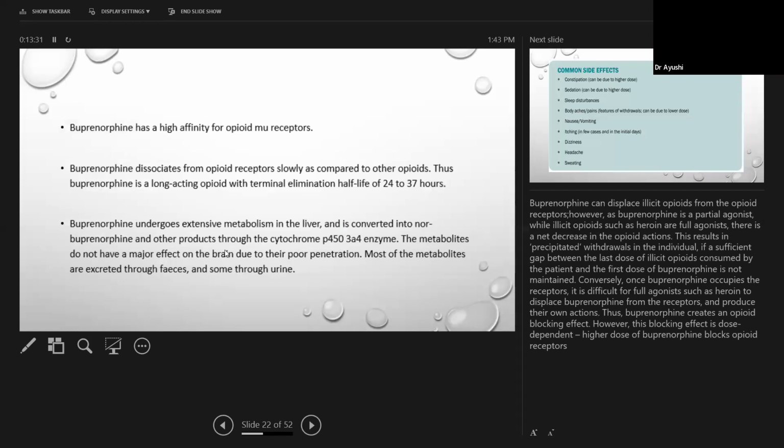Buprenorphine has a high affinity for opioid mu receptors. Buprenorphine dissociates from opioid receptors slowly as compared to other opioids. Thus, buprenorphine is a long-acting opioid with a terminal elimination half-life of 24 to 37 hours. The 2 mg tablet has a clinical effect of up to 12 hours, and the 16 mg has a clinical effect of up to 48 hours.